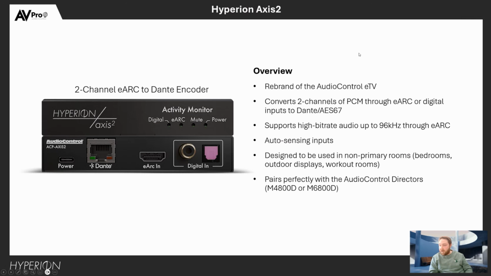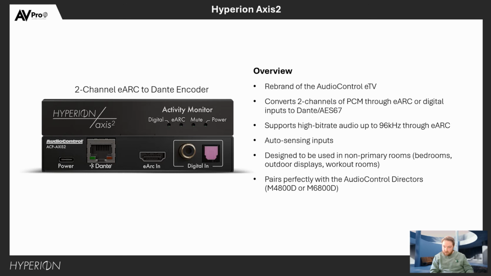the Axis 2 is just a rebrand of ETV. So everybody that's familiar with ETV and has sold ETVs and understands how that worked, nothing has changed with the Axis 2 compared to the ETV. So it's still a 2-channel device. It has eARC, it has digital inputs, and it converts those signals to a 2-channel Dante or AES67 stream.